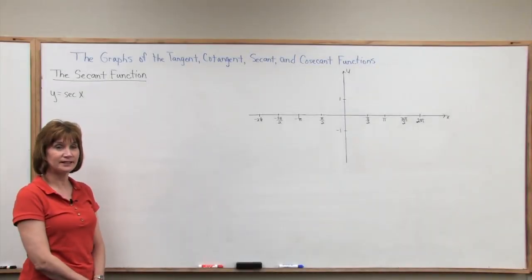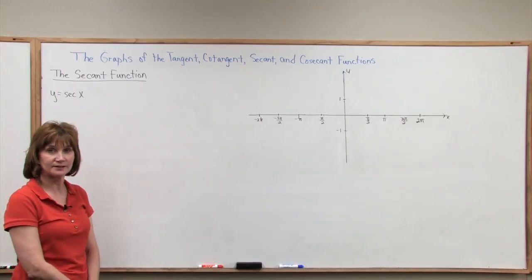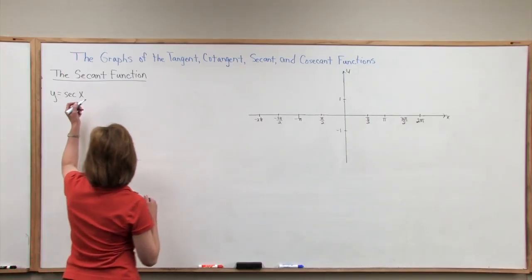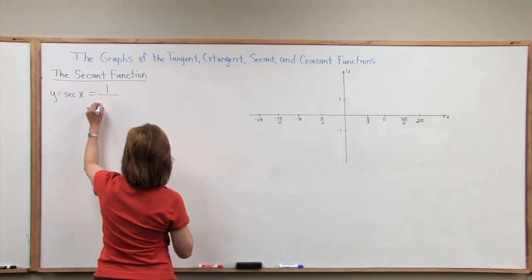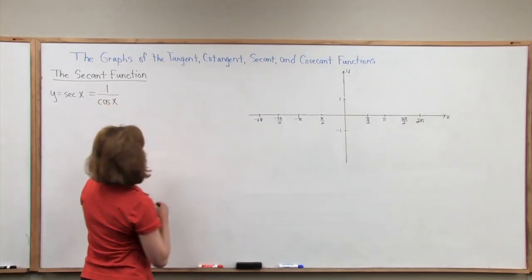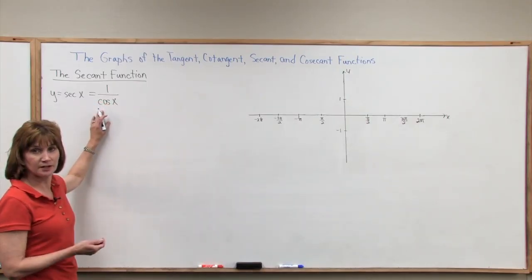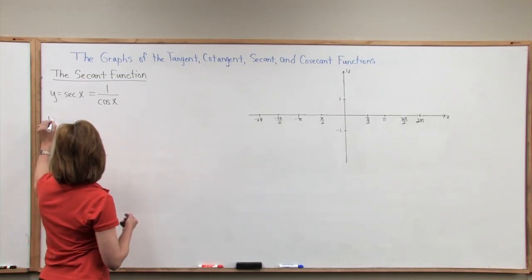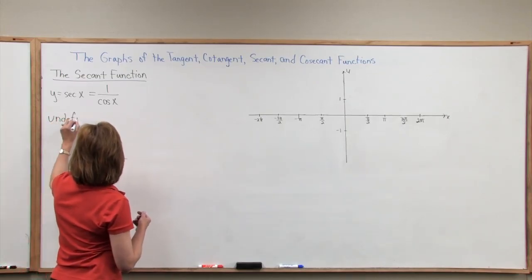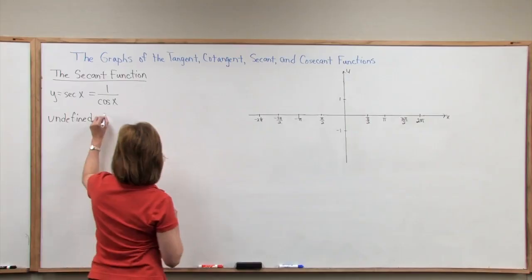Let's take a look at the secant function y equals secant x. Recall that the secant function is the reciprocal of the cosine. So we're going to write this as 1 over the cosine of x, which means the secant will be undefined when the cosine is 0. And when is that?